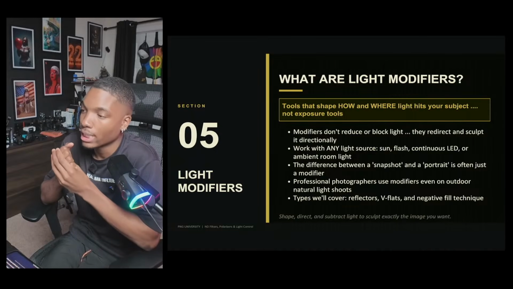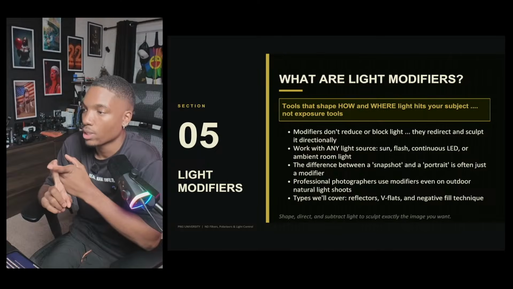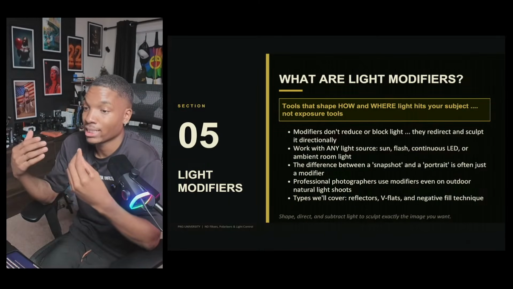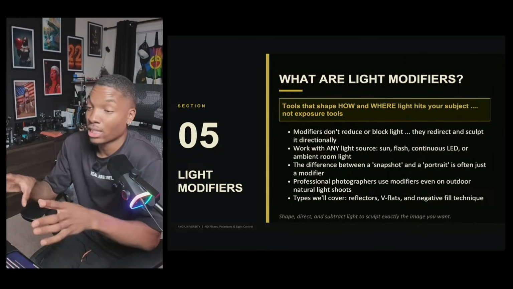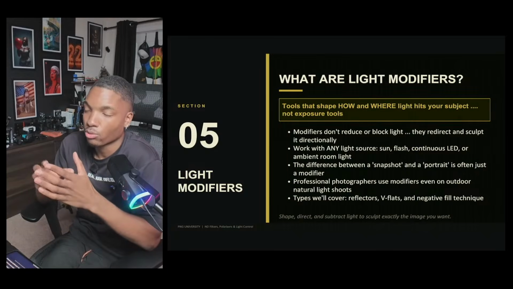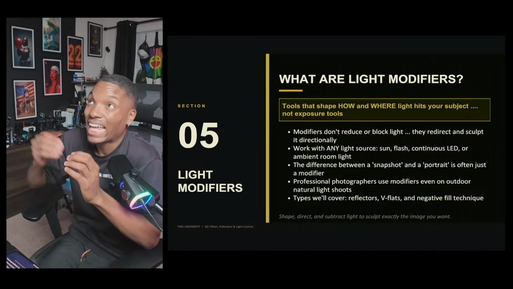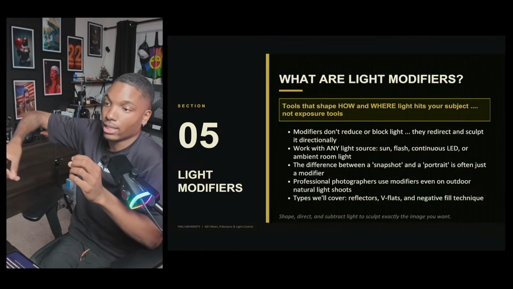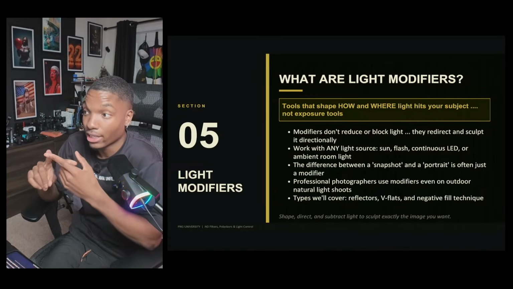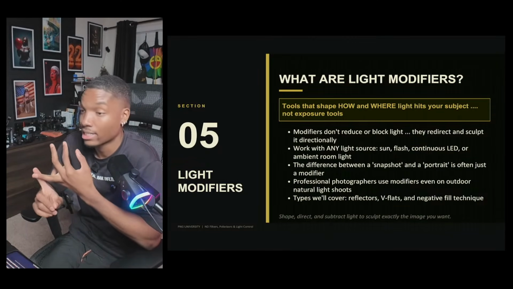But yeah, you can work with any light source: sun, flash, continuous, LED, ambient light. The difference between just taking a photo that looks more 2D, like a point and shoot or a snapshot, and a photo that looks more like a portrait is the modifier that you're using, right? A light modifier modifies the light that comes out of your strobe, your flash, your continuous light, the sun.